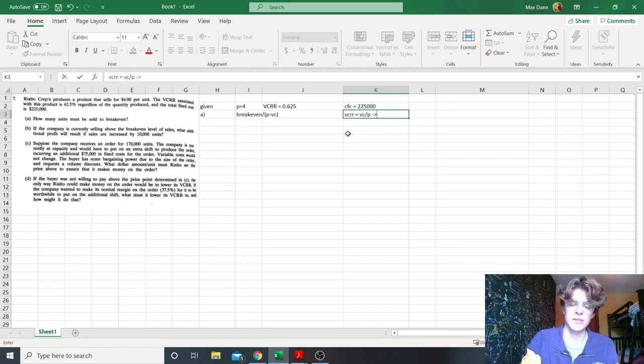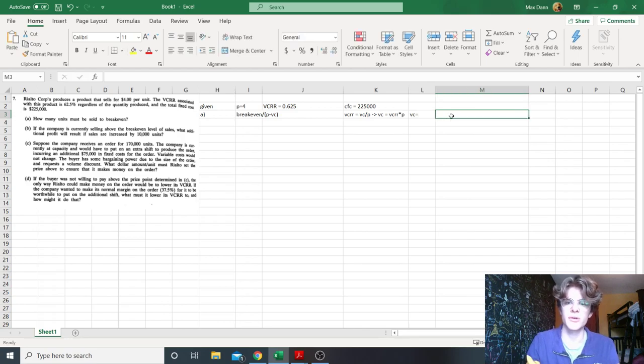So what that says is that VC should equal VCRR times P, right? So that means that VC should equal our 0.625 times our price of $4. So our variable cost is $2.50.